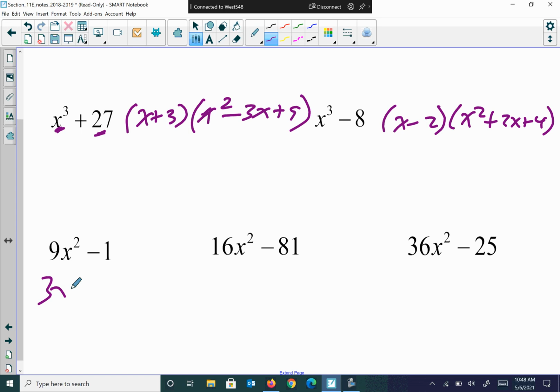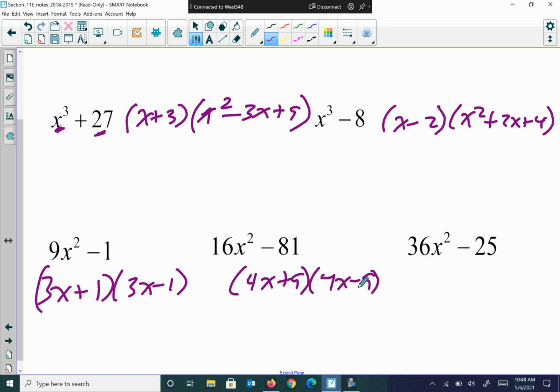All right, I get this one, 3x plus 1, 3x minus 1. I get this one. This is going to be 4x plus 9, 4x minus 9. And then this last one becomes 6x plus 5 and 6x minus 5. I'm happier about factoring those. Sum and difference of two cubes.